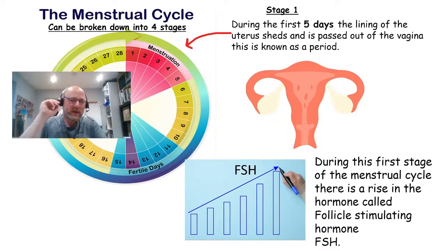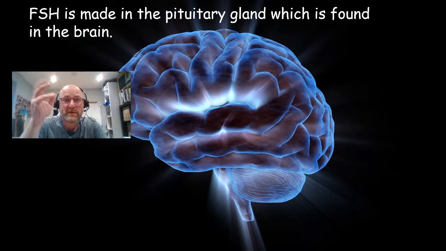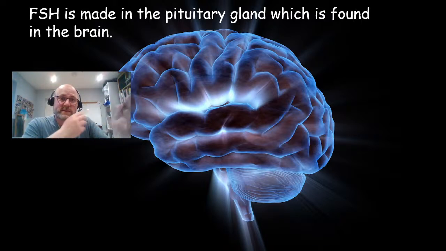So we're looking at the level of FSH is going to increase in the first 5 days, and that is going to develop one of the eggs ready to be fertilized. Women have millions of eggs from the day they're born, but each month one is chosen, developed and released.